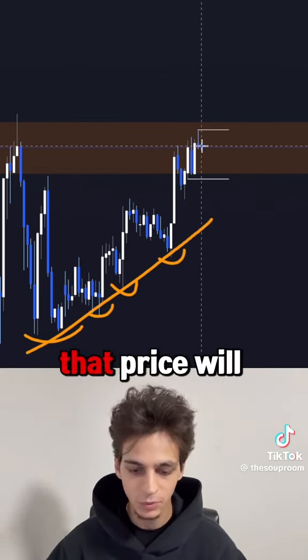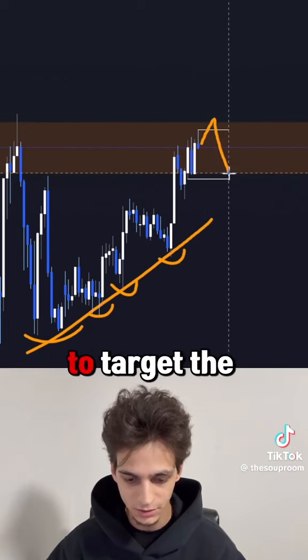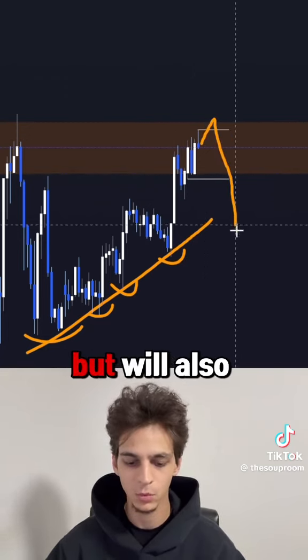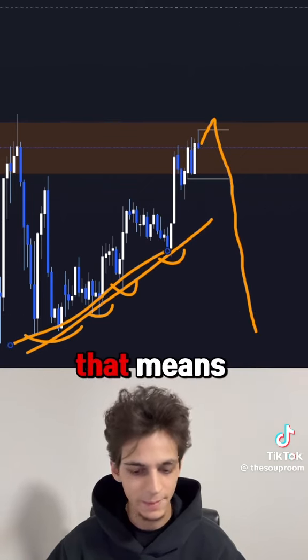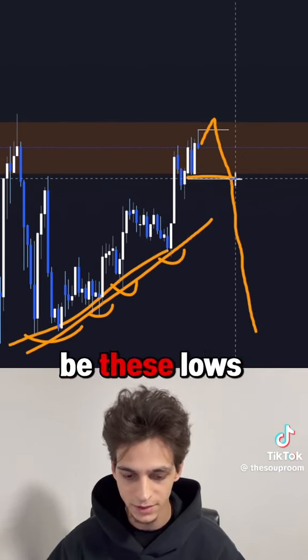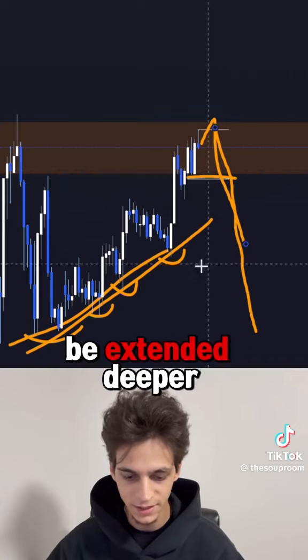It is likely that price will not only sweep the highs to target the hourly range low, but will also continue expanding to the downside to some of these lows. That means your targets are not going to be these lows here. They will actually be extended deeper.